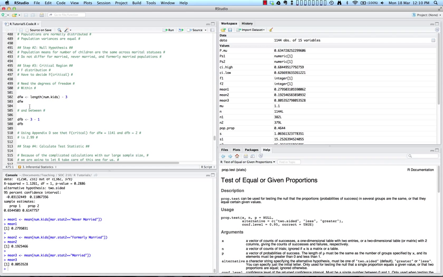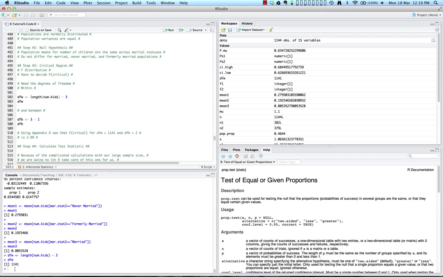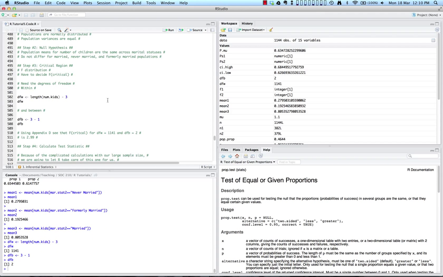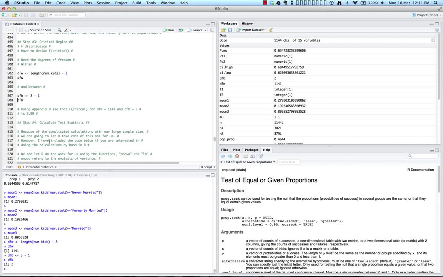So we can calculate degrees of freedom within with our n minus 3, our number of categories. So our degrees of freedom within here is going to be 1,141. We can also calculate them between using our number of categories minus 1, which here is 2. Now using Appendix D in our textbook, we can see that F critical for degrees of freedom within equal to 1,141 and degrees of freedom between equal to 2 is 2.99. So we have our F distribution and our F critical score.